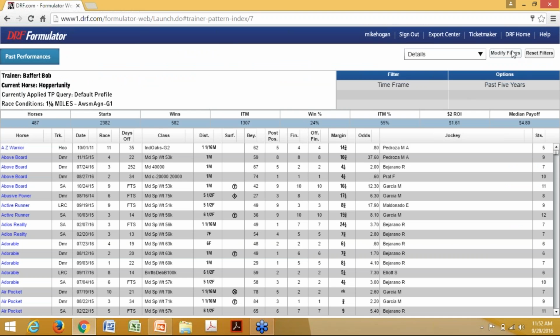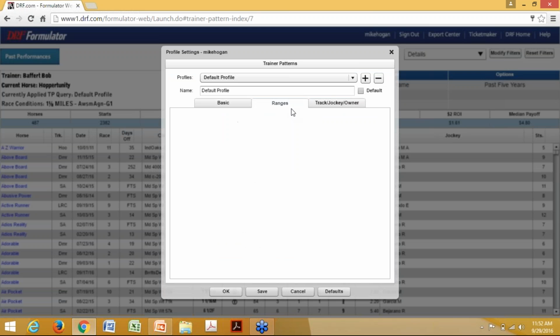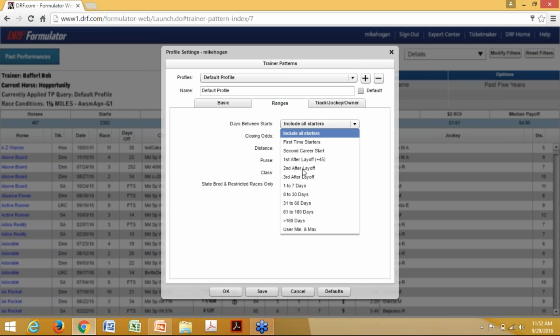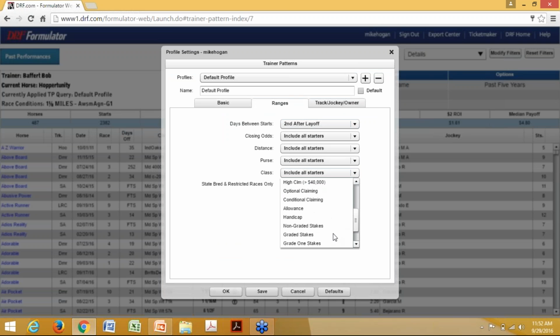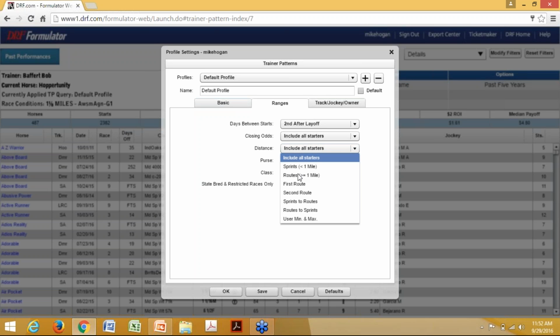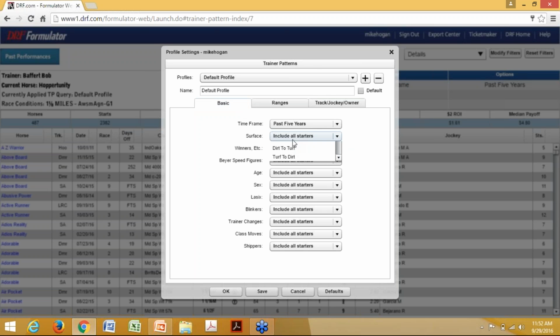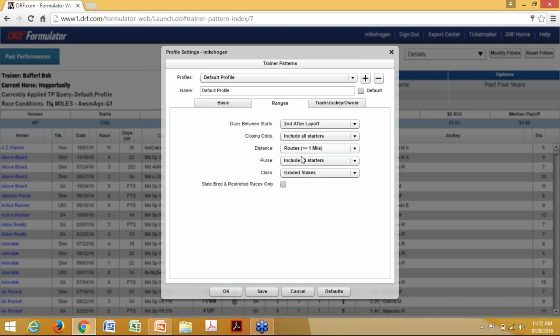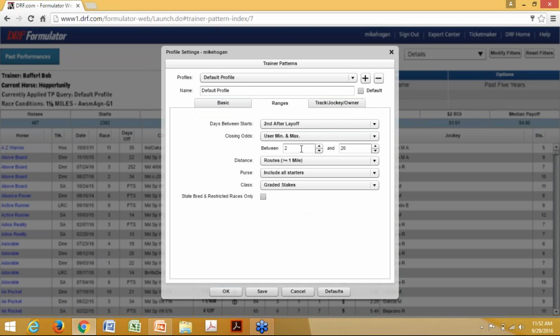Second off the layoff, graded dirt routes. Second after layoff, graded stakes is the class level, distance routes, and dirt. And now we're going to go up to 9.9 to 1, so less than 10 to 1, because I figure Opportunity will probably go up about 8 to 1 or so. So I'll do 0.5, in case you had any 1 to 20 shots in there. Oh, I never thought of that. Up to 9 to 9.